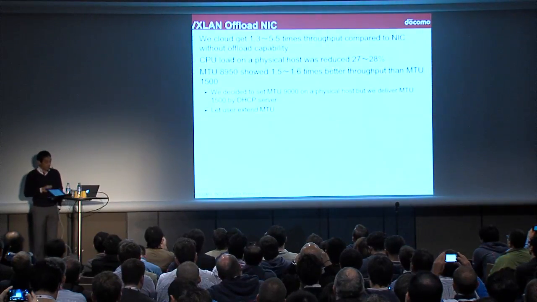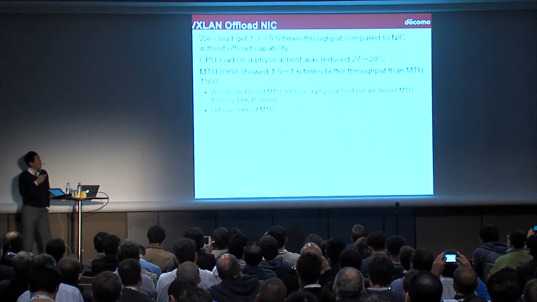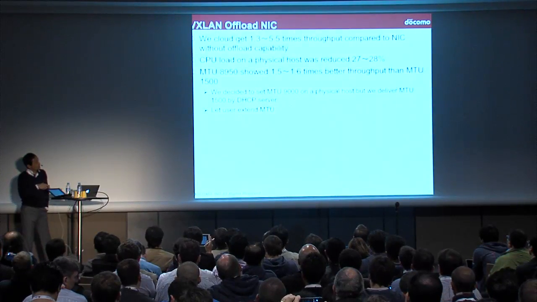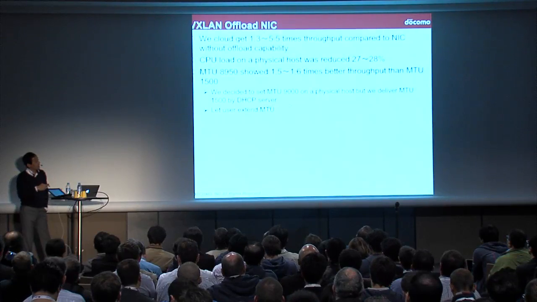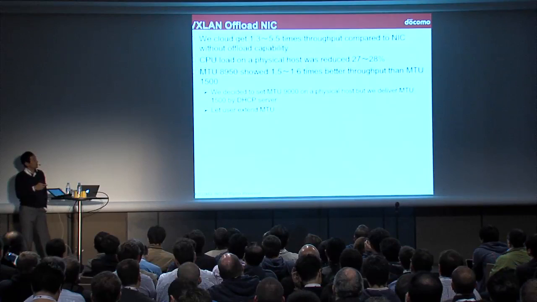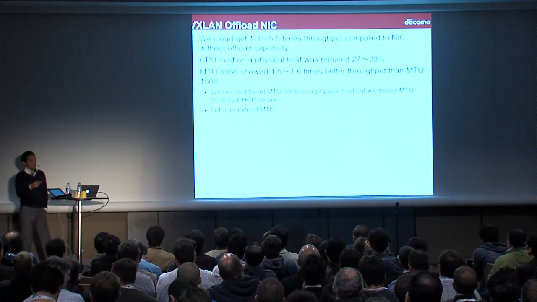And this is our decision. Our decision is we decided to set MTU 9000 on a physical host, but still deliver the usual MTU 1,500 through the DHCP server.